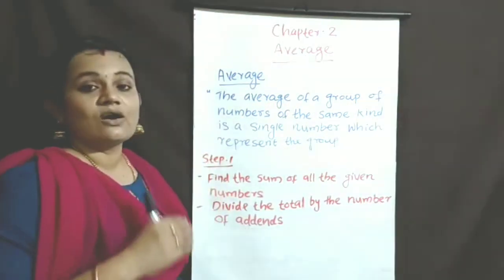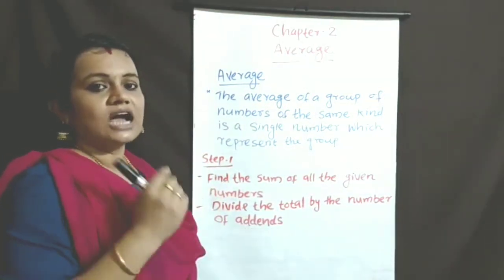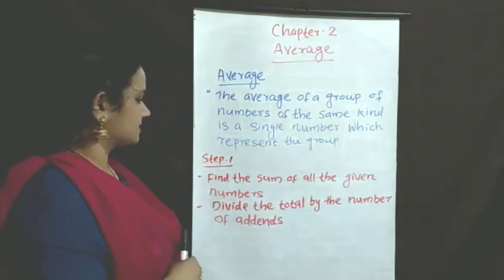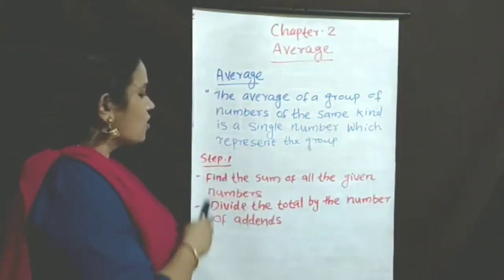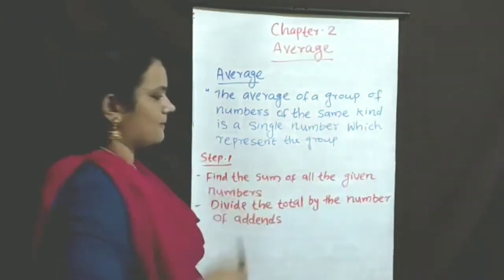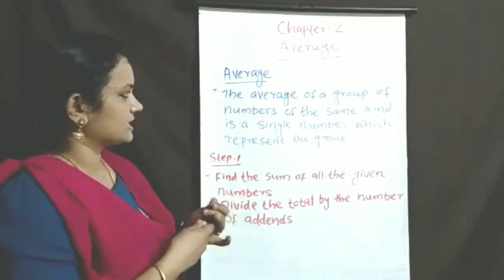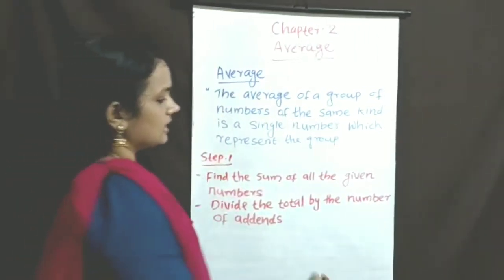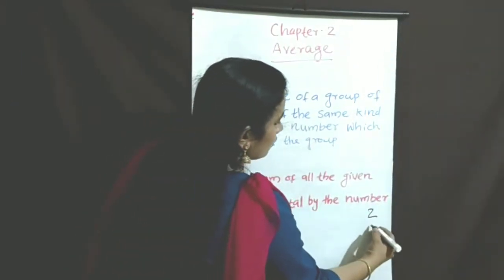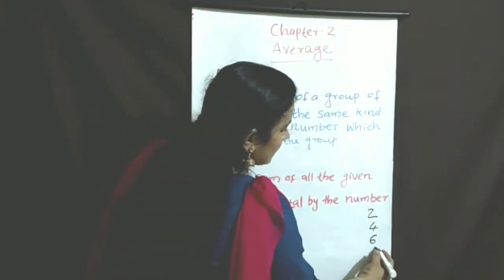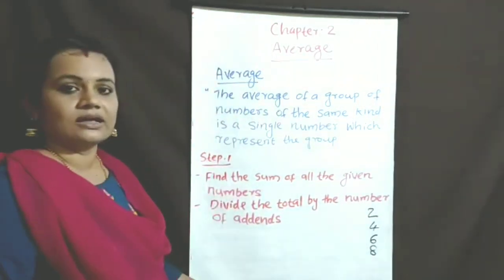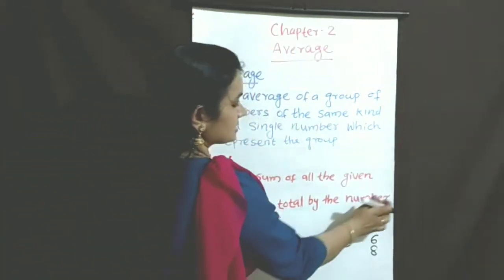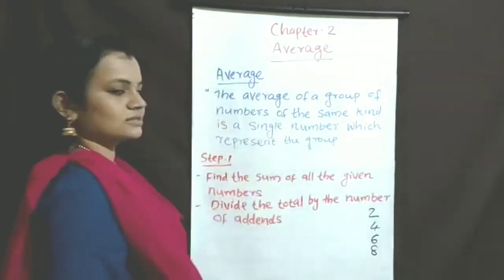First, how to calculate average. We do 2 steps. First, find the sum of all the given numbers. First of all, we have discussed the group of numbers. Then I write some numbers: 2, 4, 6, 8. How many numbers are given? 4 numbers are given. This is the set of numbers. This is the group of numbers.